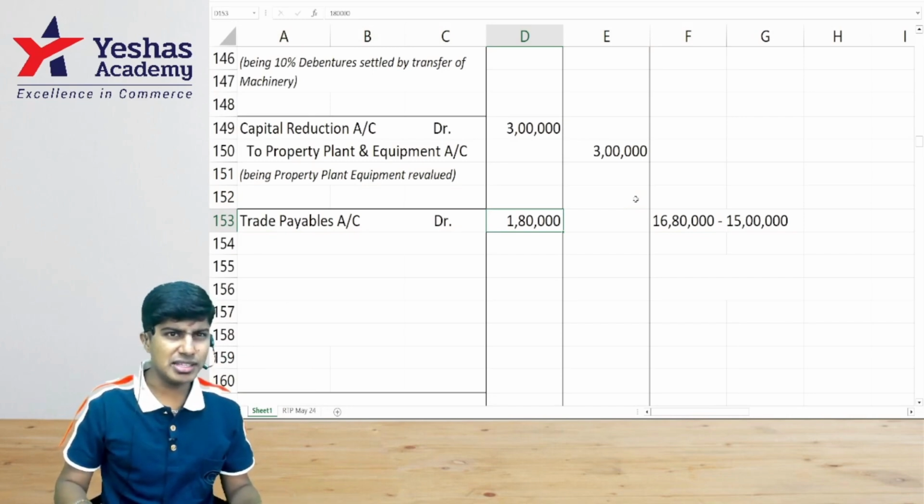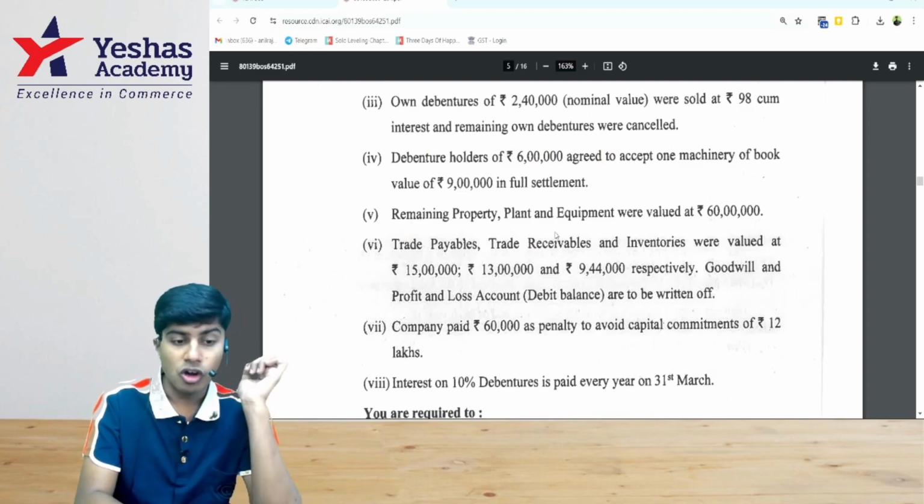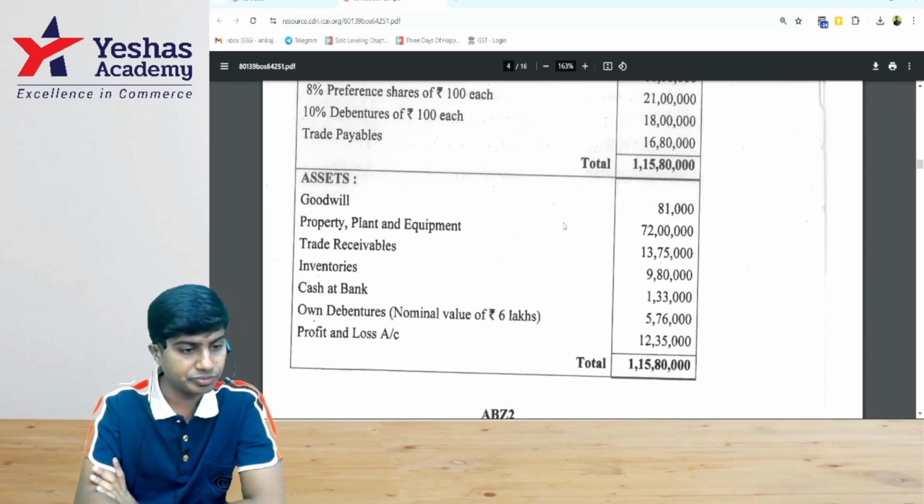Am I doing it really fast? After that, trade receivables has become 13 lakh. How much is trade receivables in the balance sheet? Trade receivables is 13 lakh 75.